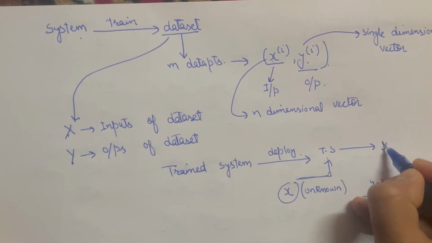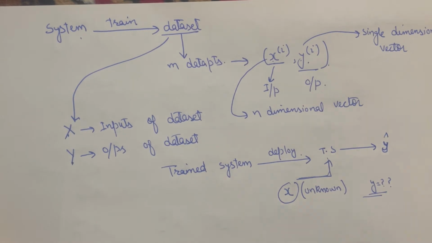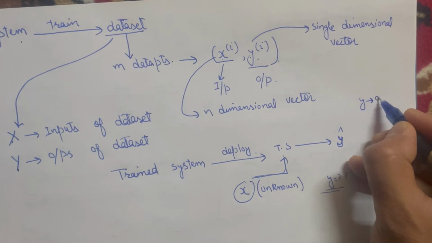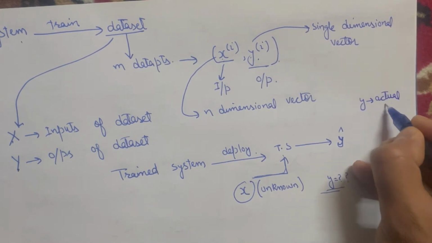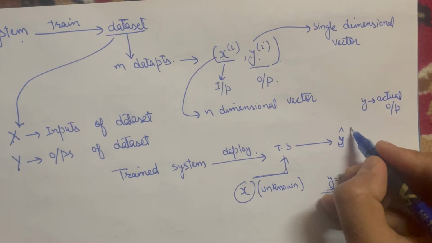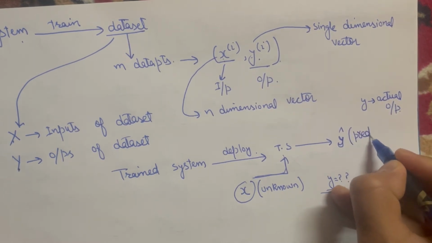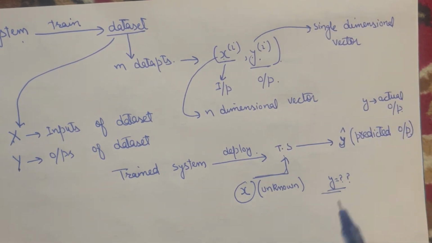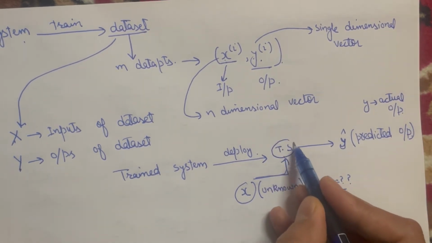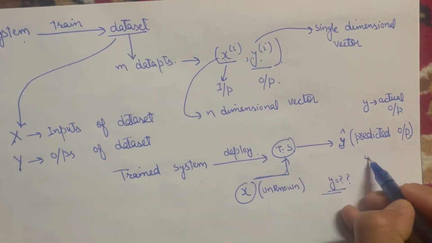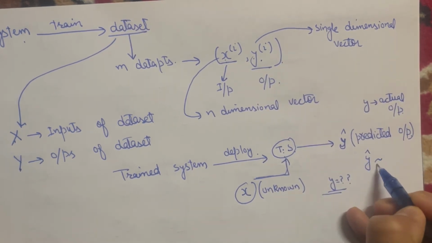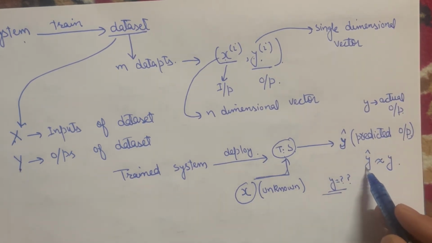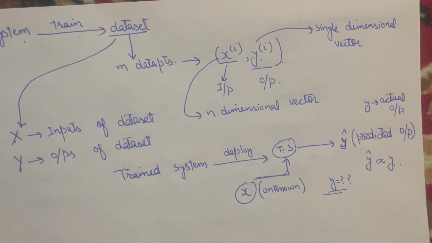Predicted output is also written y hat. If I write y, it means actual output, and y hat means predicted output. And our aim is that we have to train our system in such a way that our predicted output is same as actual output. This is our aim. Our predicted output should be equal to the actual output.